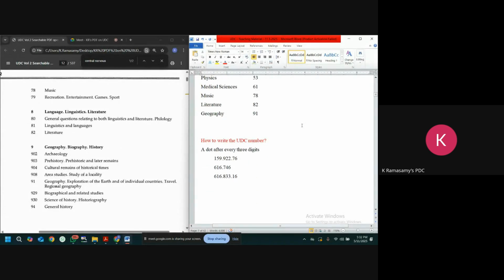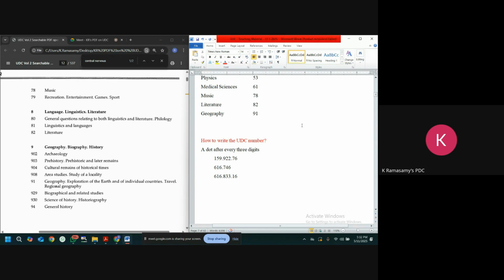Normally, this is how you write a DDC number. First you write 3 digits, then you put a dot, next 3 digits, then a space, next 3 digits, space. That's how you write a DDC number. But when it comes to UDC, after every 3rd digit you are supposed to insert a dot. 3 digits, dot, 3 digits, dot. That is how a normal UDC number is to be written.